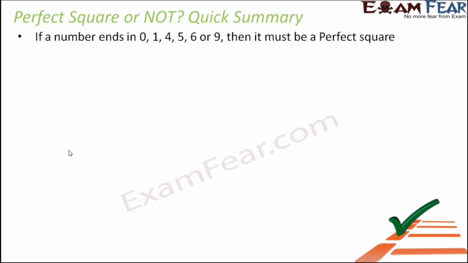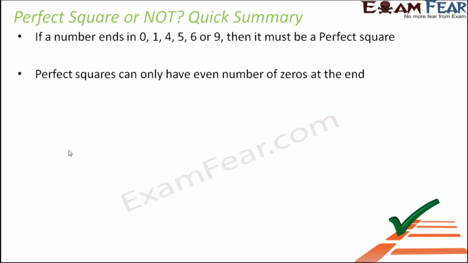So first look at these digits. Next is, perfect squares can only have an even number of zeros at the end. So if you have numbers ending with zeros, for example, if you had something like 3000, is this a perfect square? No, because the number has 3 zeros, an odd number of zeros, so it is not a perfect square. But if you have something like 2500, is this a perfect square? Yes, because it has an even number of zeros, so this is a perfect square.